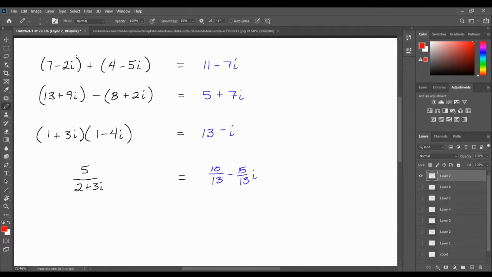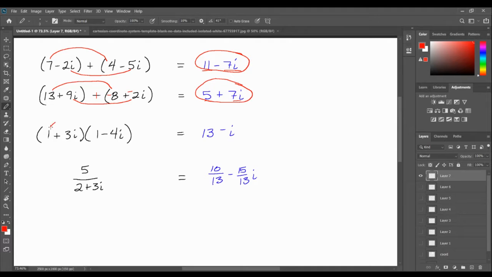Okay, let's see what we've got here. We've got the real portion, 7 plus 4, that's 11, so we're good there. And the imaginary, negative 2 plus a negative 5 is negative 7i. So I agree with this solution. Over here, I'm going to change the minus to plus a negative, basically change the signs and add. So we've got the real portion, 13 minus 8, or 13 plus a negative 8, would be 5, and 9i plus a negative 2i is 7i. So I agree with this solution.